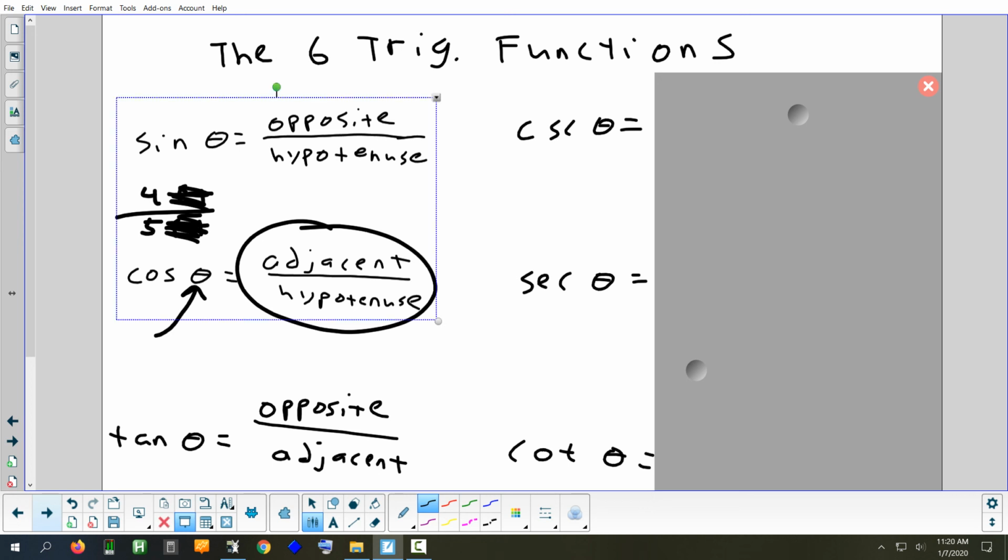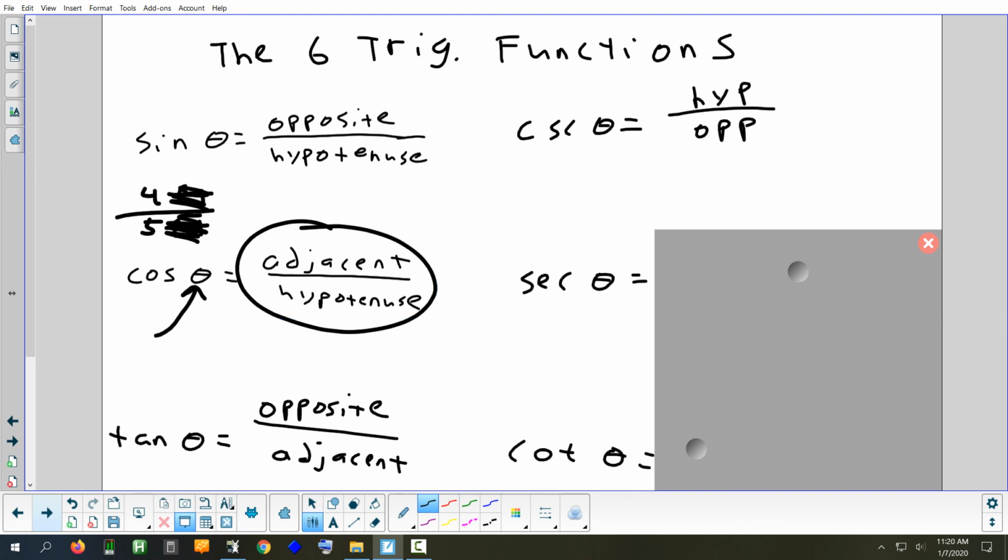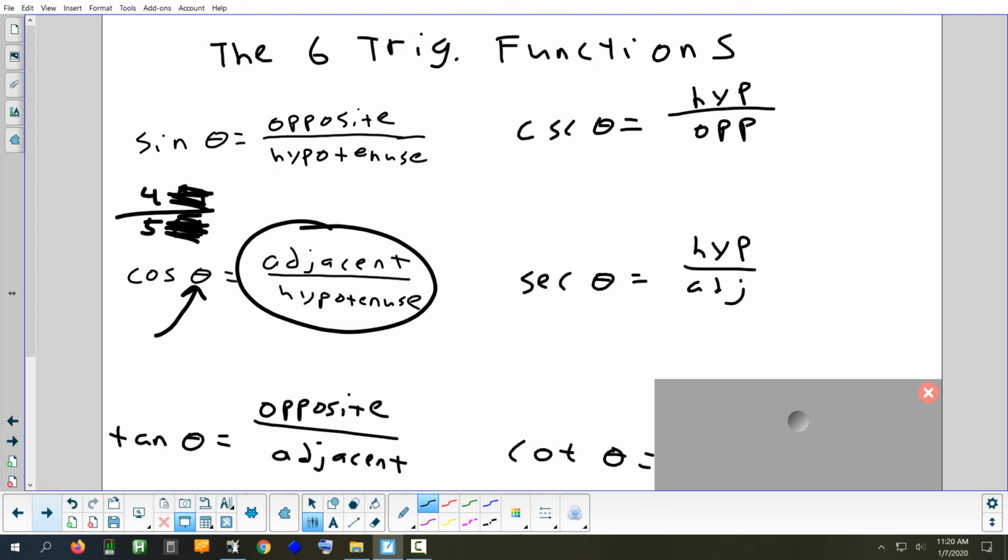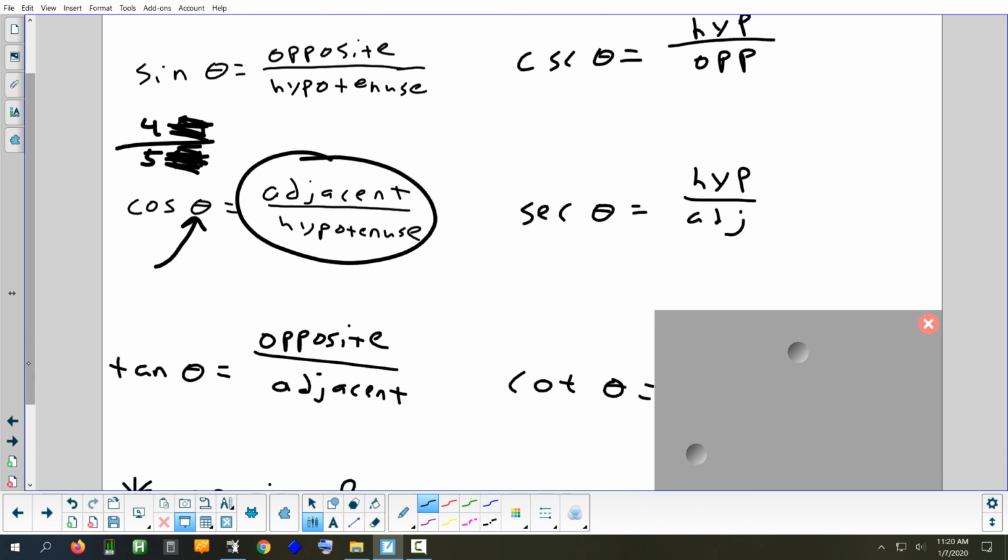So if sine is opposite over hypotenuse, cosecant is hypotenuse over opposite. Brandon, what about secant? Hypotenuse over adjacent. And Jacob, what about cotangent? Opposite over adjacent, that one's tangent. But what's the connection between tangent and cotangent? Jared told us a second ago. They are reciprocals. So if these are reciprocals, then what would the cotangent be? Adjacent over opposite. Yep, like Zach said earlier, you just flip it.